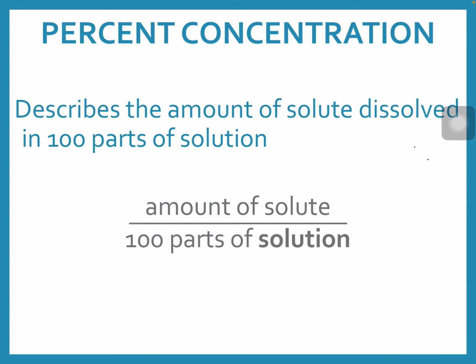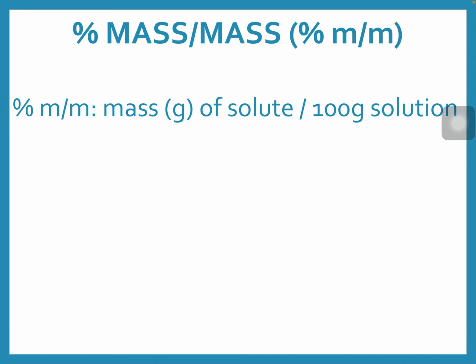So percent concentration, this is when we're talking about an amount of solute dissolved in 100 parts of solution. That 100 parts can be a mass or a volume, and we'll look at each of those scenarios. So we'll start with a percent mass by mass.